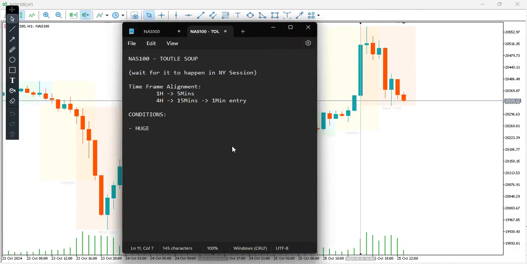That's how I call it, a huge candle. It can have a wick or no wick, or be a two-step. It can be 2 or 3 steps. When that happens, it happens in the New York session, or New York open. This is for NASDAQ.